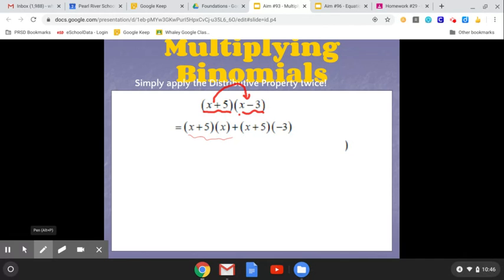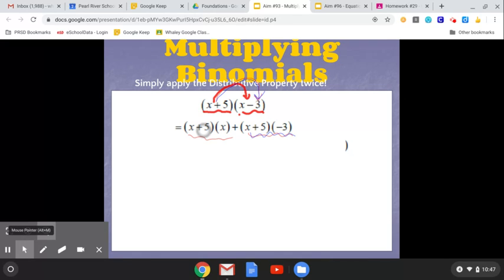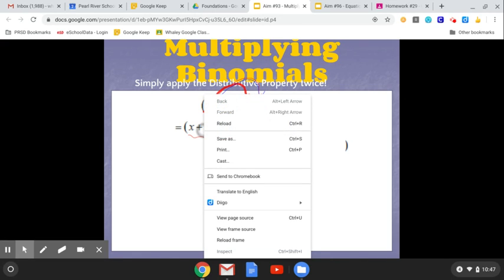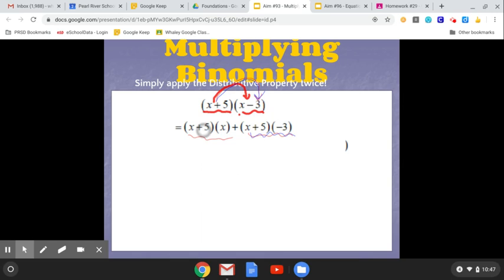Then they do it again. They take the x plus 5, but this time they distribute it to the negative 3. So you see 2 distributings happening there. Okay, I changed the color just so that you can see that they're 2 different ones. And now, at this point, we'll just be doing what we did yesterday. We're going to distribute this x to the x plus 5. We'll distribute this negative 3 to the x plus 5 as well. Okay, so x times x, that's what you're seeing here.